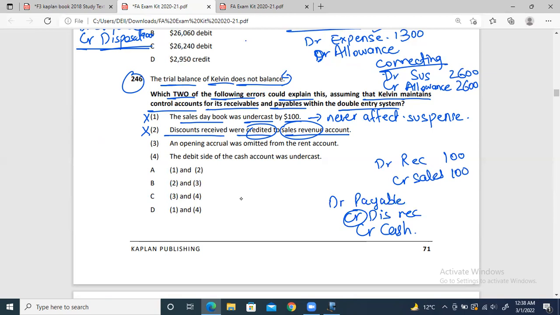Right? Getting it? Are you coping up? Are you following? Yeah, it's just that the sales revenue account is not the discount received account. Yeah, you know, exactly. That's right.